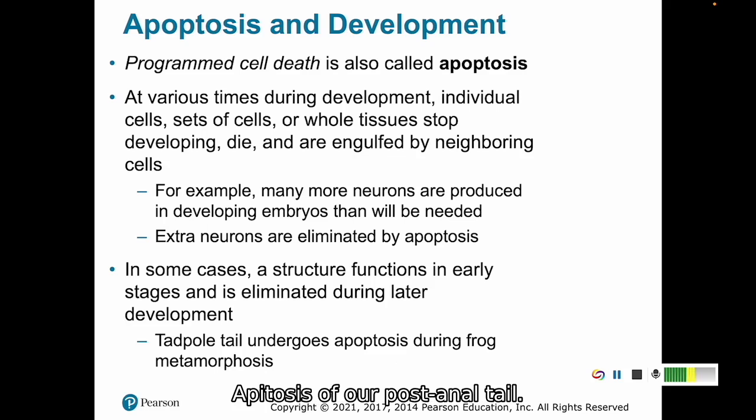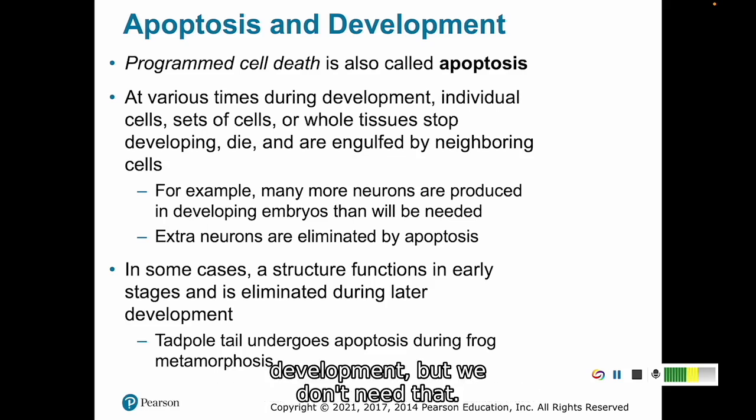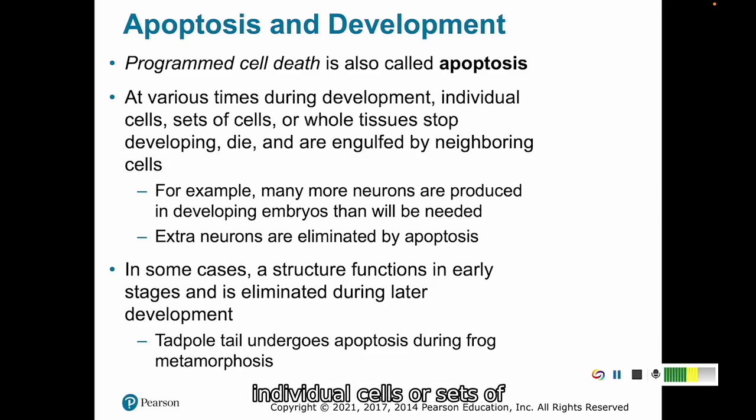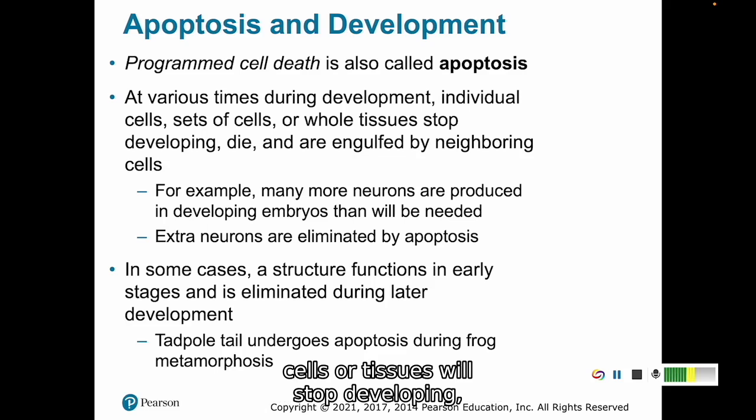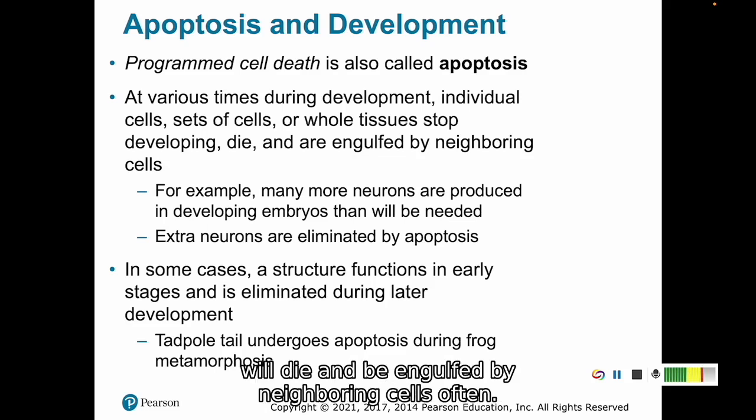Apoptosis of our post-anal tail. That tail shows up very early in development, but we don't need that. So at various times during development, individual cells or sets of cells or whole tissues will stop developing, will die, and be engulfed by neighboring cells.